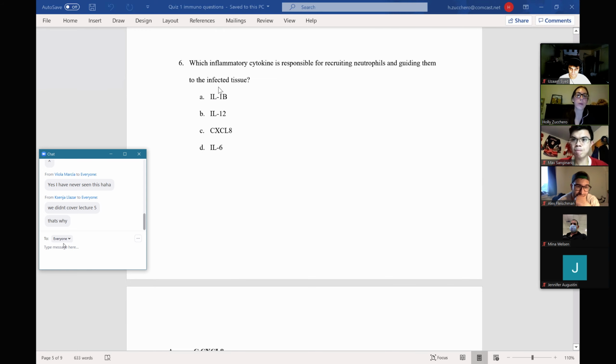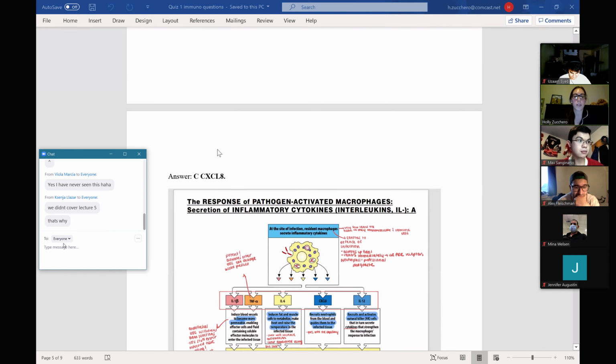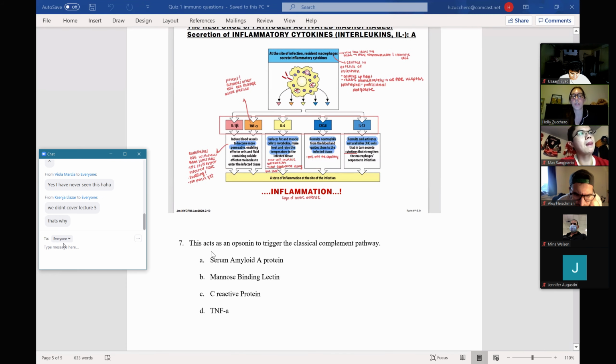Which inflammatory cytokine is responsible for recruiting neutrophils and guiding them to the infected tissue? This is CXCL8. It's a chemotactic factor, and what that does is it goes and grabs your neutrophils. And neutrophils are always going to be your first cell at the site of injury. It's the starting cell of the inflammatory response, and usually after 48 hours, about two days, that'll start being replaced by your macrophages. But the first thing to induce inflammation is going to be your neutrophil.